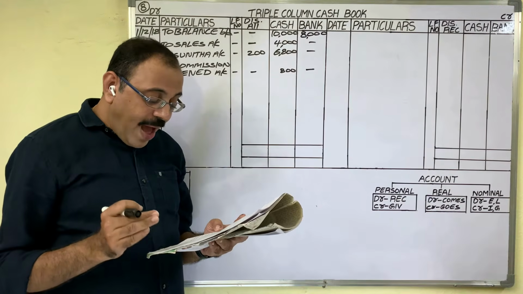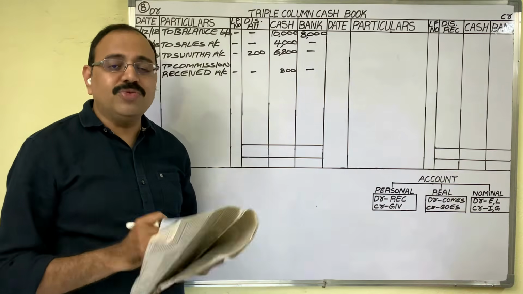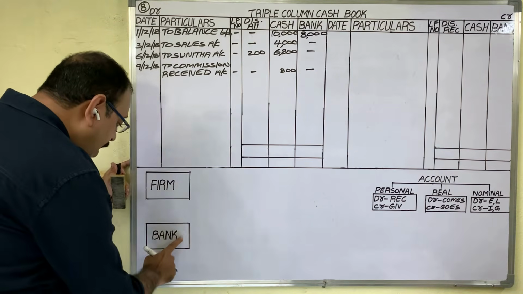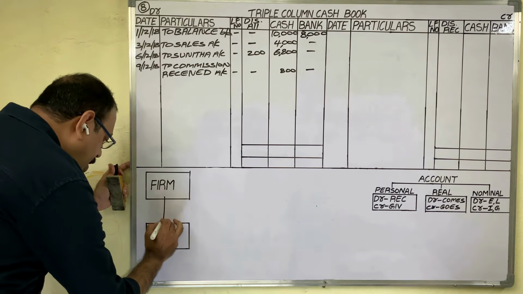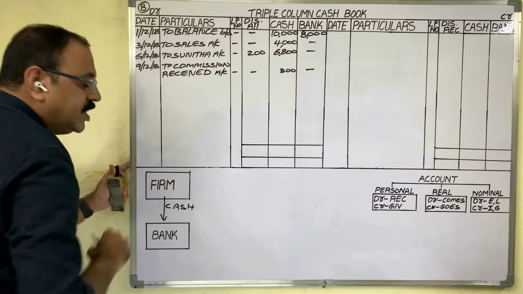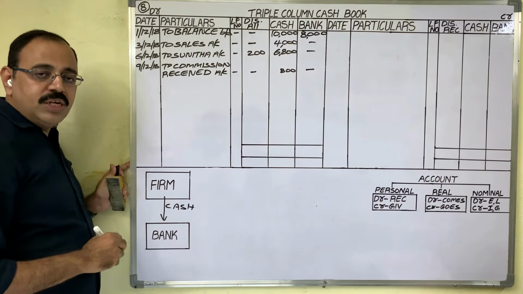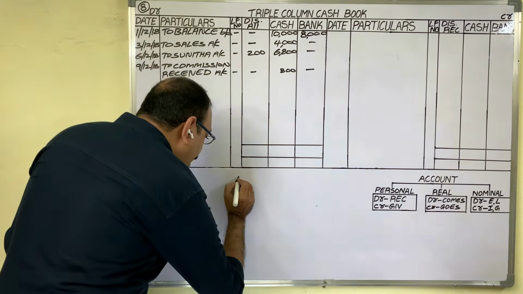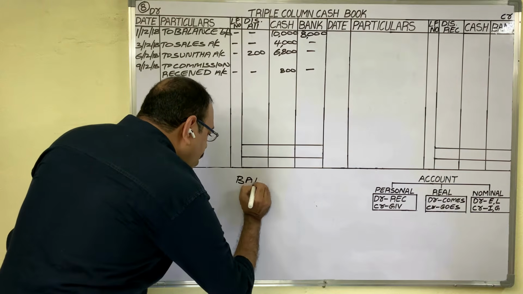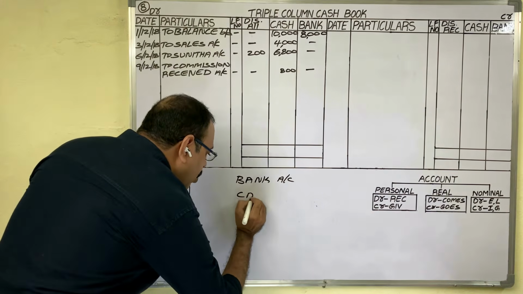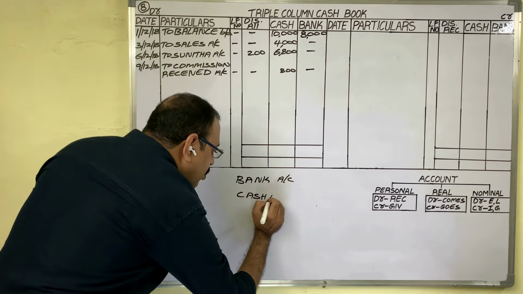10th day, cash deposited into bank 2000 rupees. The firm is maintaining one bank account now. In that bank, the firm deposited cash. This is the transaction. There are two accounts here. In bank we are depositing money. Therefore, bank account is one account. From the firm cash is going, cash account is another account.